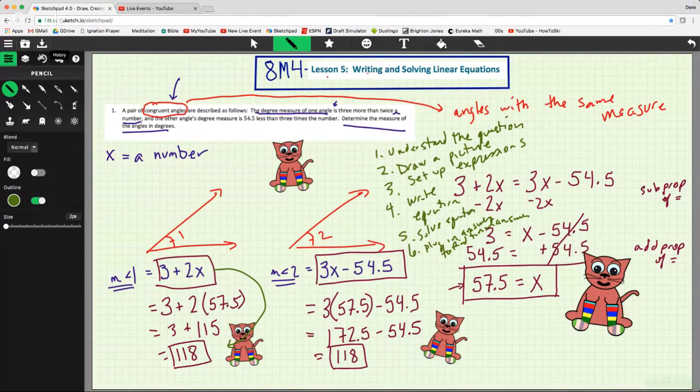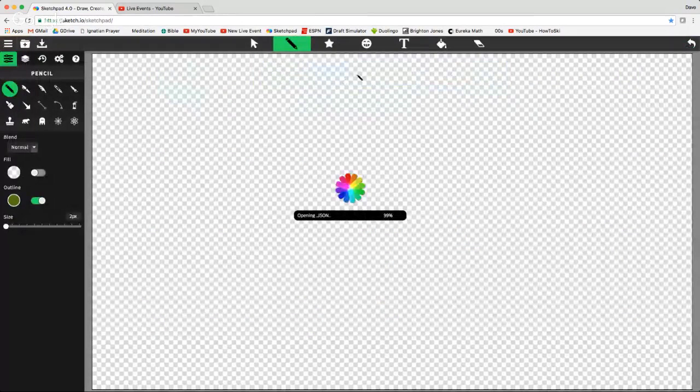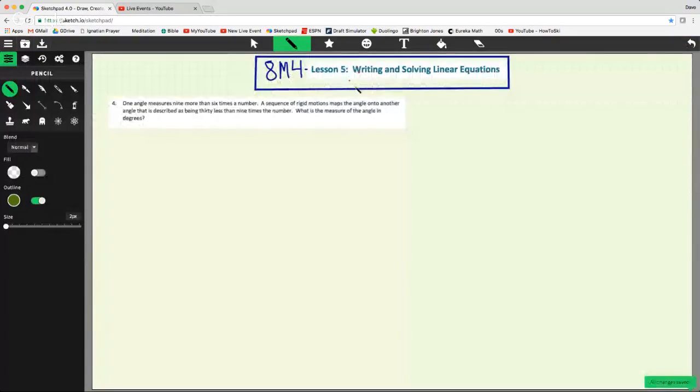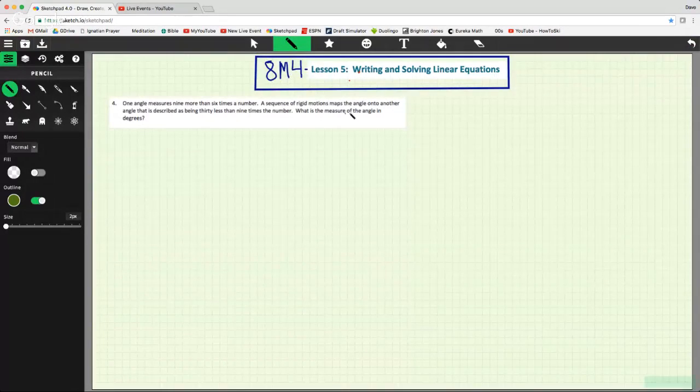So let's move along, knowing now that we have really a lot of work to do. Really think these through. So let's look at this next question here. This is also from the chapter. One angle measures 9 more than 6 times the number. Now I think you're going to start figuring things out. You know, remember a number. 6 times the number. What are we going to think about when we think about a number that we don't know the value of?